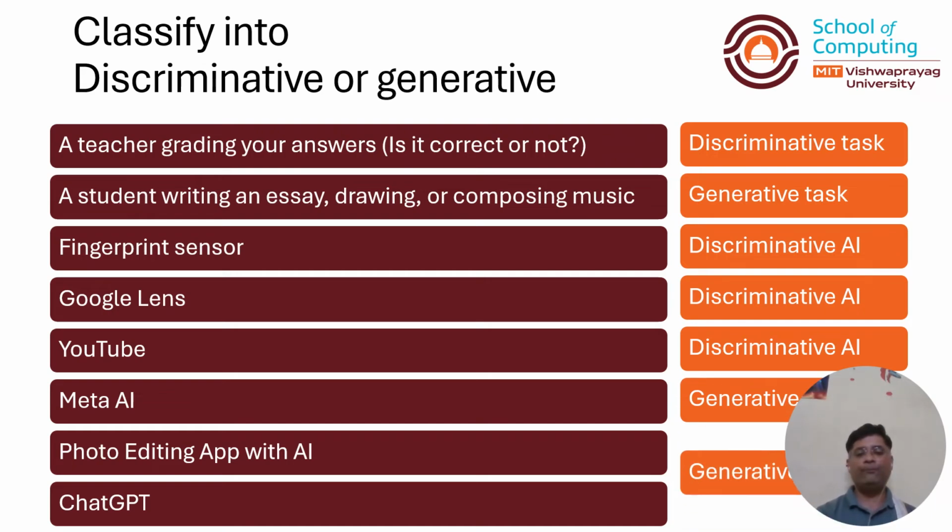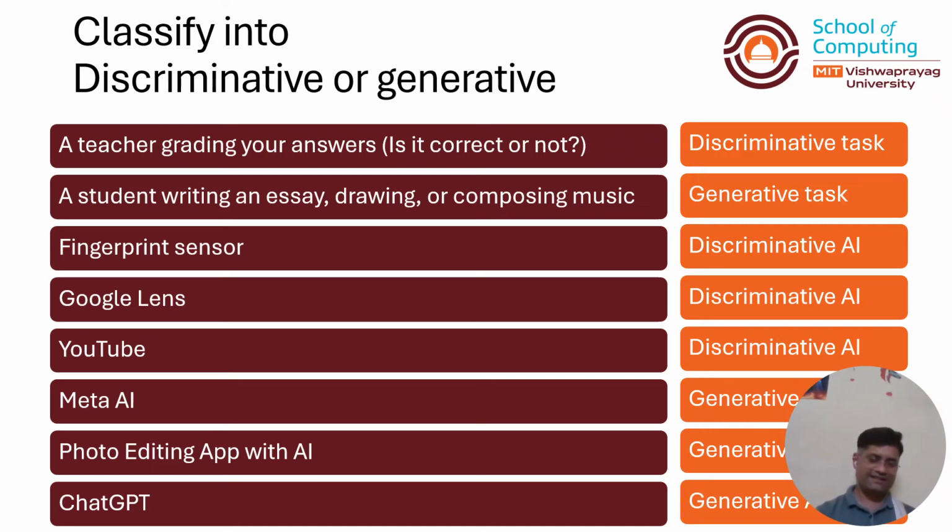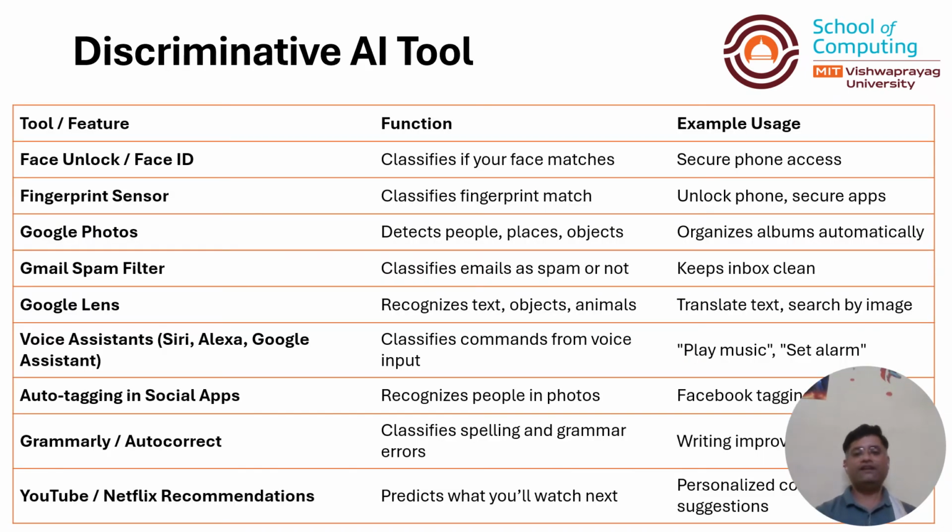Photo editing app with AI. This is also an example of generative AI because it is generating the background. ChatGPT. Yes, this is also an example of generative AI. See, now in this slide, I'll try to explain what these tools are doing. We will try to explore one by one.